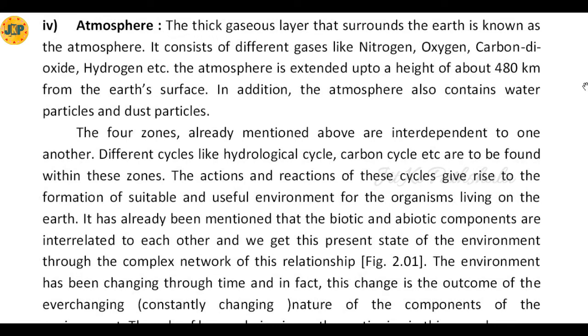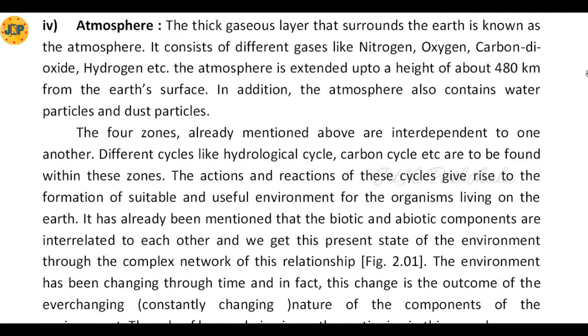So the atmosphere is the thick gaseous layer that surrounds the earth, and it consists of different gases like nitrogen, oxygen, carbon dioxide, hydrogen, etc. And the atmosphere extends up to a height of 480 km from the earth's surface. In addition, the atmosphere also contains water particles and dust particles. So along with different types of gases, the atmosphere also contains water particles and dust particles.